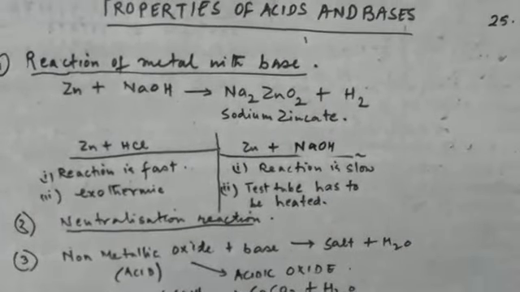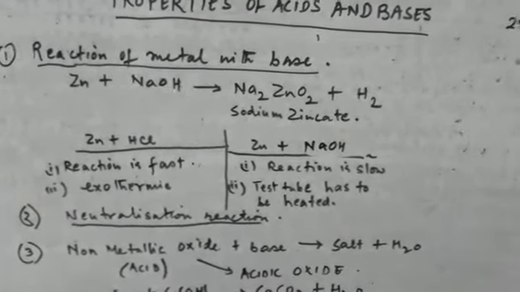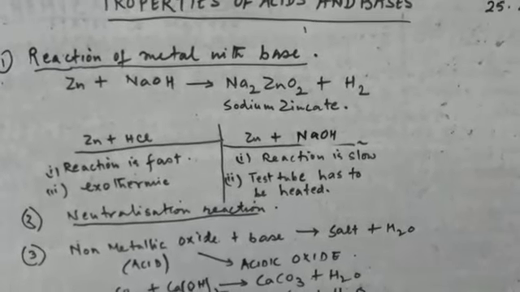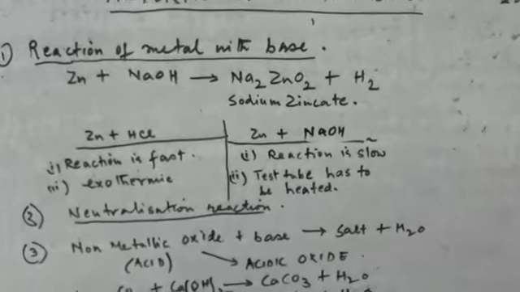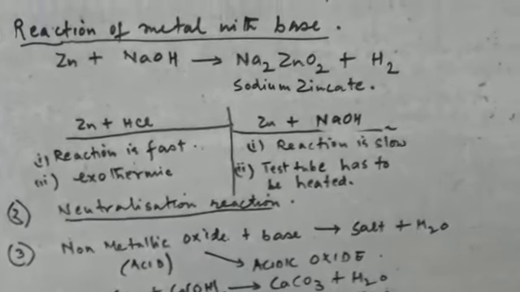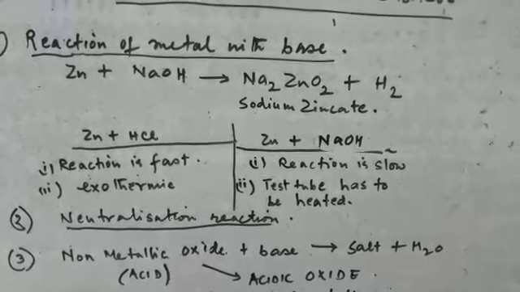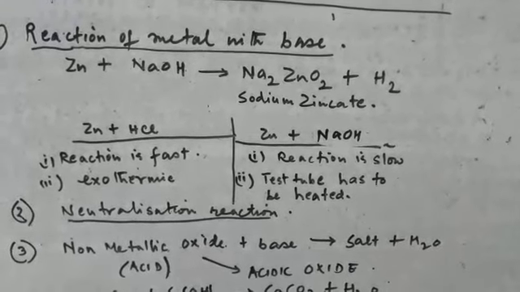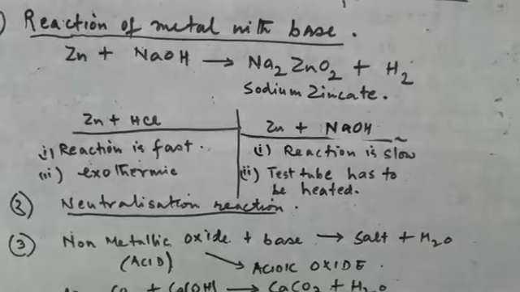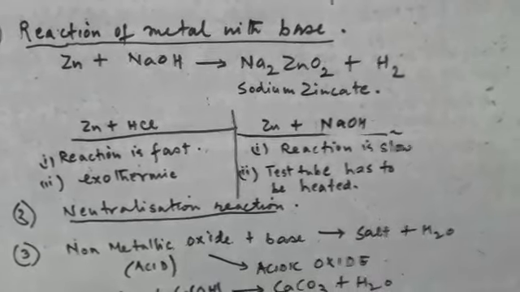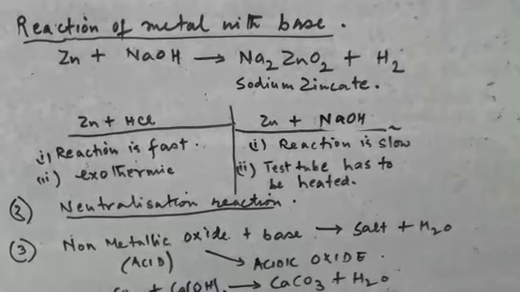Now, in which way is the reaction between zinc and HCl different from the reaction between zinc and NaOH? There are certain differences. Reaction with zinc and HCl is very fast. Very quickly you will be able to observe the liberation of hydrogen gas in the form of bubbles. But in case of zinc and NaOH, the reaction is very slow.